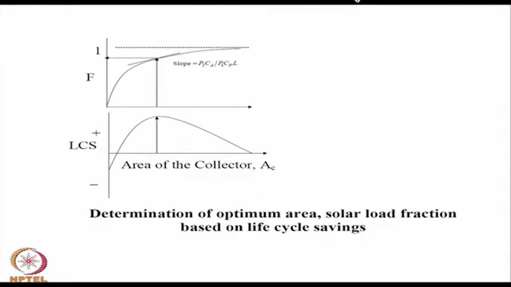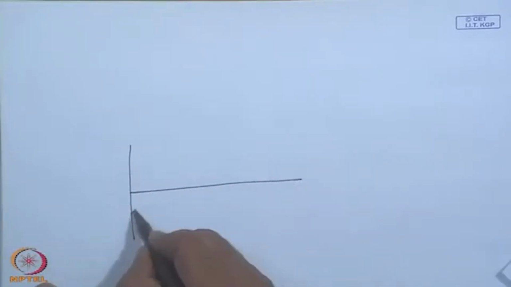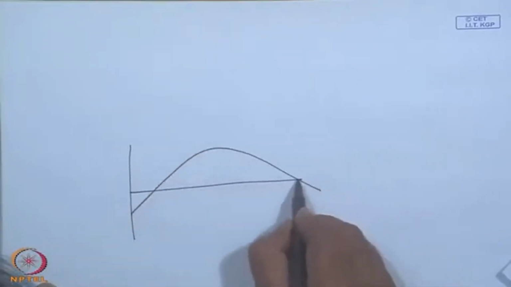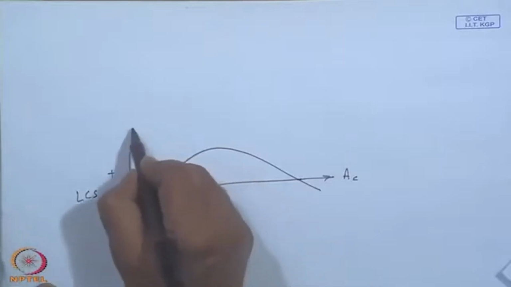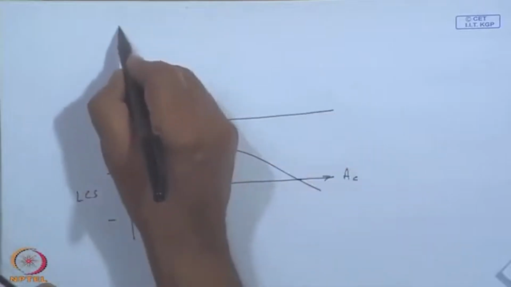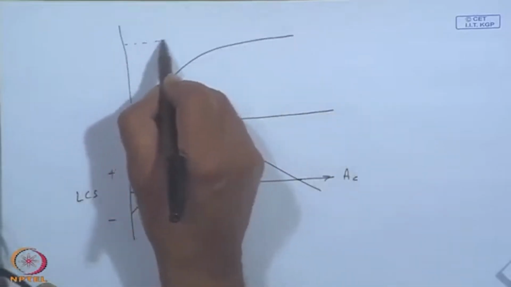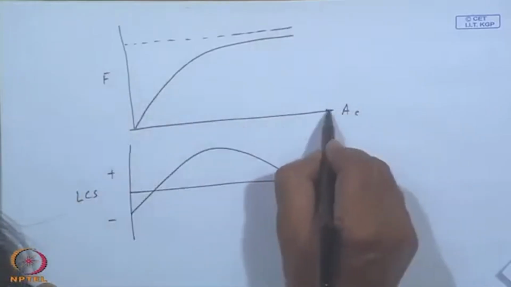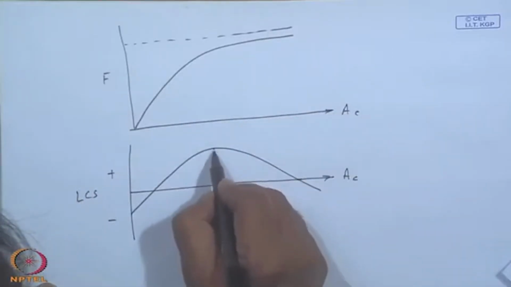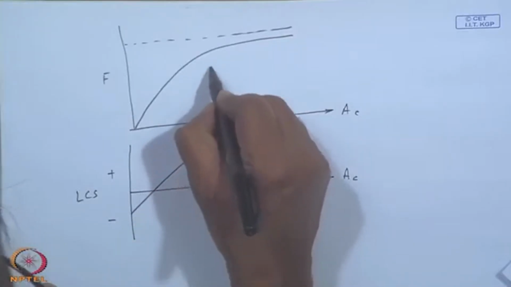So, now we have briefly indicated about the life cycle savings curve. This is the area AC and this is LCS, positive and negative, and this is the area versus F curve. This should be the optimum, that is where you have your LCS maximum.